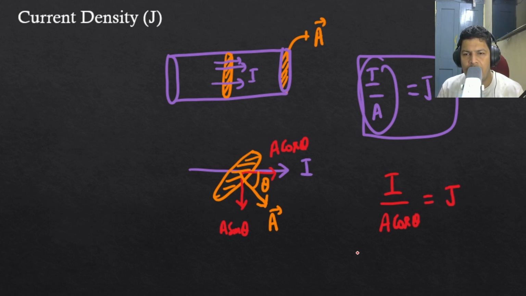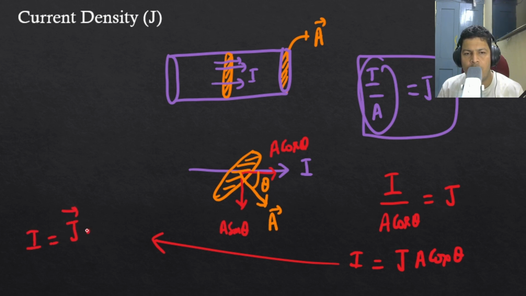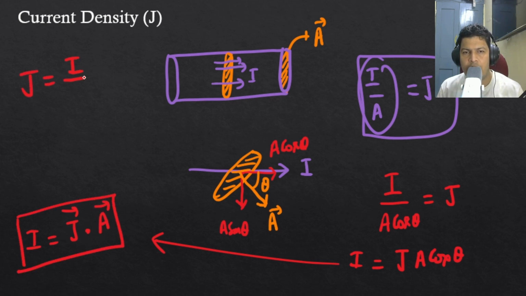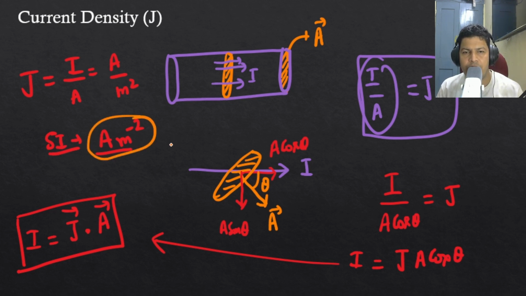So can I write current here? Current will be J A cos theta. As you know, area and current density are both vector quantities, so I can write this as J dot A. Please remember, current density, as I told you, is current upon area. Current is in ampere and area is in meter square. So what is the SI unit for this? The SI unit will be ampere per meter square. This is the SI unit of current density.